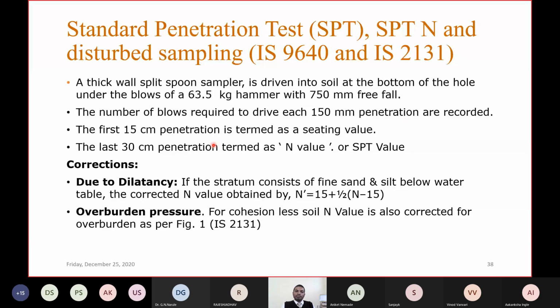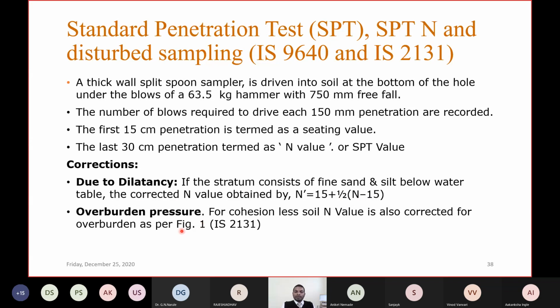The first 15 cm penetration is termed the seating value, and the last 30 cm penetration is termed the N value. So you are summing them and calling them the SPT N value. Correction as per IS 2131, you should apply for dilatancy. If the stratum consists of fine sand and silt below the water table, the correction can be taken as 15 plus 0.5 of (N minus 15).